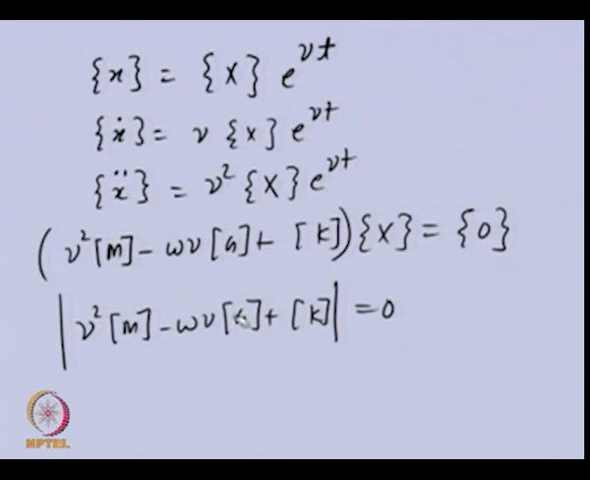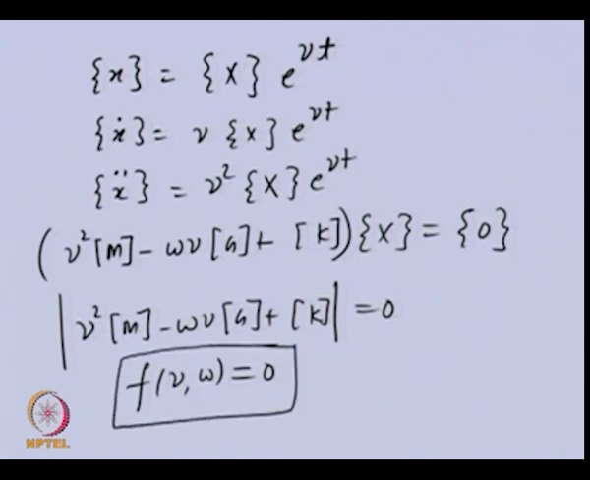In this particular case, you can see that this determinant is a function of nu and omega. We can write like this. So, when omega, the spin speed of the rotor, is changing, the whirl frequency depends upon that. So, for various values of spin speed, we need to obtain this whirl frequency, and this is nothing but the frequency equation.